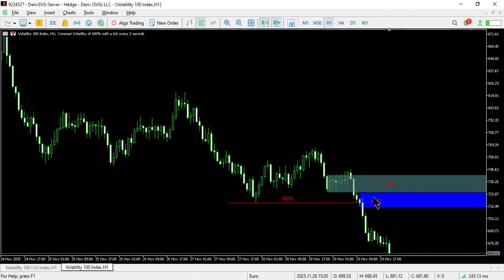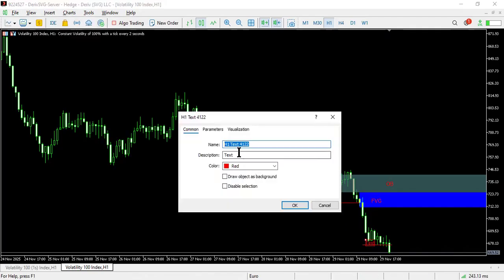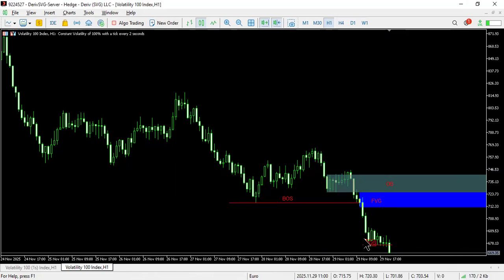And then I can see price has just formed liquidity here. I can see a break of structure. So I'm seeing this as liquidity, this break of structure as an inducement level that price has to clear to go and tap into that order block or FVG.